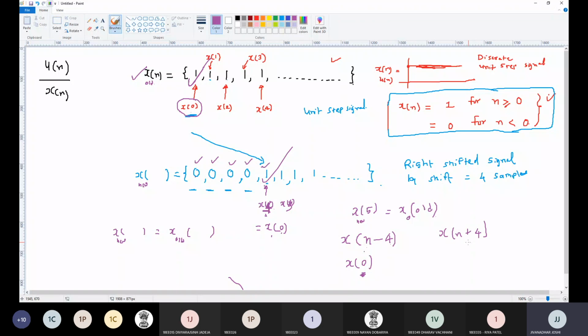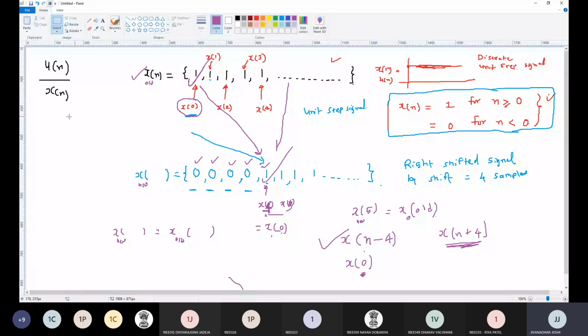If I do n plus 4, what will happen? When n is equal to 4, it will demand me for x of 8. I don't want to shift x of 8 in the original signal over here. No, I want to shift it from the x of 0. I want to shift x of 0 over here. That's why I need to write it down as x of n minus 4. Do you agree with me? Yes, sir. Any doubt regarding this particular?